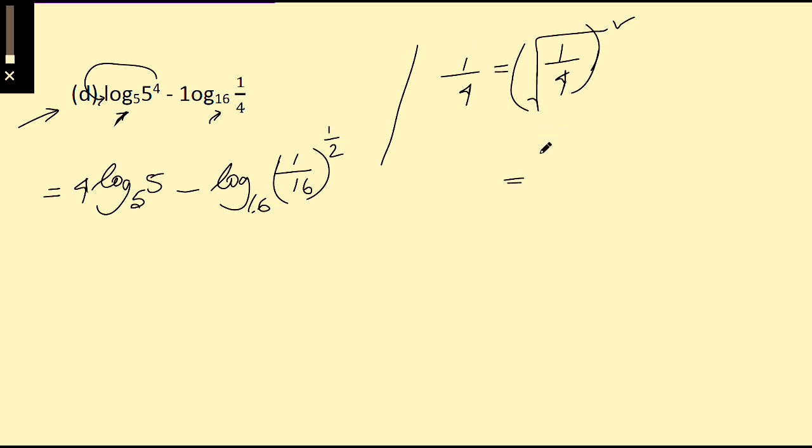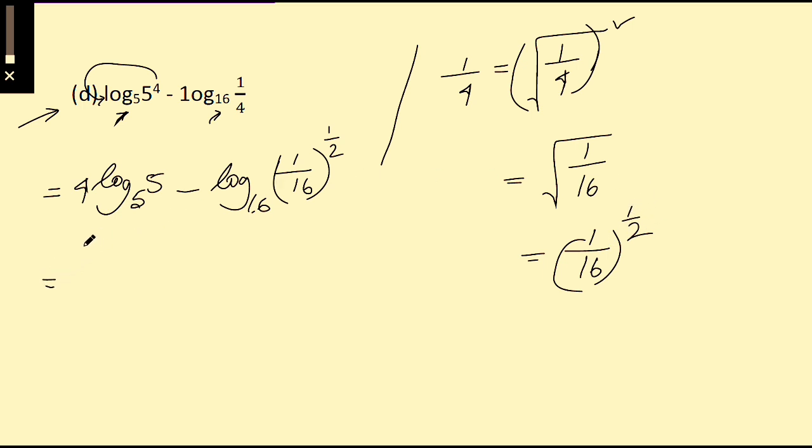As we know, 4 square means it will become 16. So we can write it as the square root of 1 over 16. And we can write a square root as a power of 1 over 2. So finally, we will have 1 over 16 to the power 1 over 2.